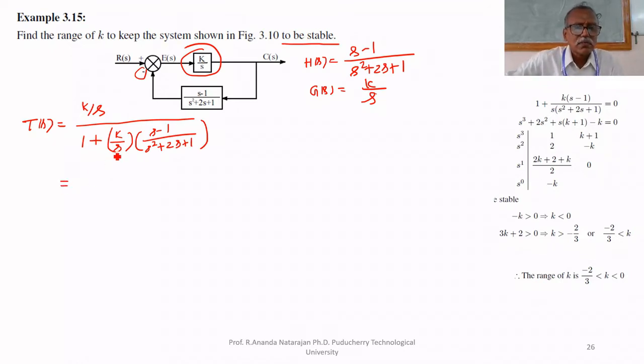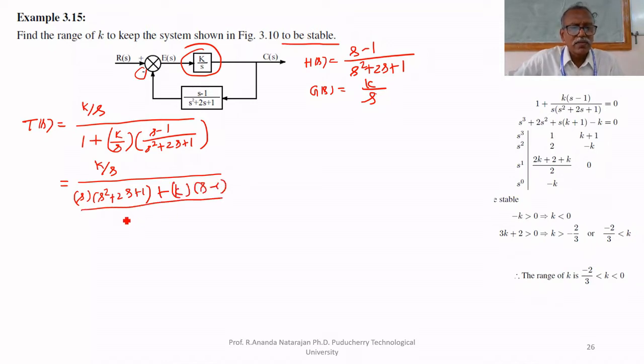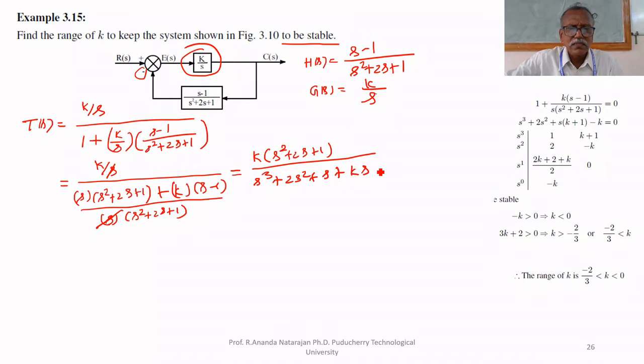That is equal to K upon S, whole divided by S multiplied by S square plus 2S plus 1 plus K multiplied by S minus 1, whole divided by S multiplied by S square plus 2S plus 1. This is getting cancelled. Therefore, K multiplied by S square plus 2S plus 1 upon S cubed plus 2S square plus S plus KS minus K.